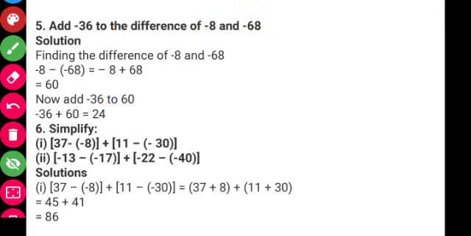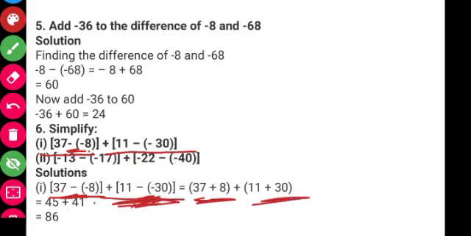Now question 6 is given. Simplify 37 minus 8 plus 11 minus 30. Here both are negative signs, so this will be plus. When you break this smaller bracket, then this will be plus. So 37 plus 8 it will be, and again here both have negative, so 11 plus 30 it will be.